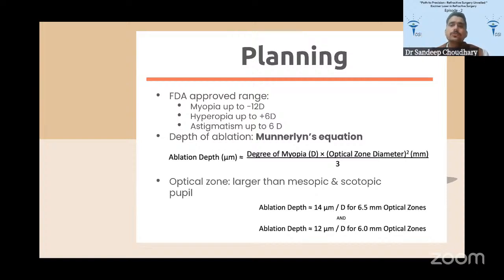So the optical zone should be at least higher than the mesopic and scotopic pupil, as we discussed. So if we put the value of optical zone of 6 and 6.5 mm into the Munnerlyn equation, then roughly what we get is about 14 microns of ablation per diopter for a 6.5 mm optical zone, and about 12 microns of ablation per diopter for a 6 mm optical zone. So this is how you can know what ablation depth you are going to get with any particular correction.